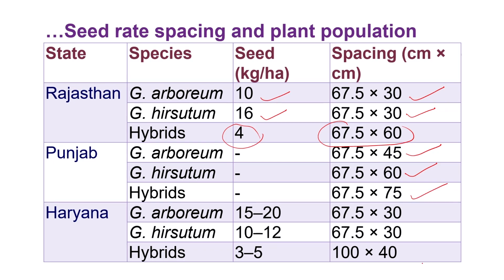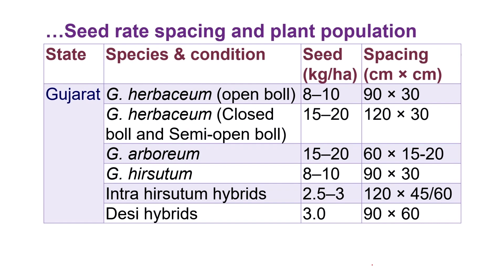In Haryana, the seed rate of Gossypium arboreum is 15 to 20, hirsutum 10 to 12 kg and hybrids less, that is 3 to 5 kg. And spacing for both arboreum and hirsutum is 67.5 into 30. For hybrid it is more, 100 centimeter by 40 centimeter. Similarly, for Gujarat, for different kinds of species, you can see the seed rates and spacings. Seed rate, for example, for herbaceum is 8 to 10 kg, for herbaceum closed bole and semi-open bole kind of condition 15 to 20, spacing is 120 into 30 centimeter and so forth.